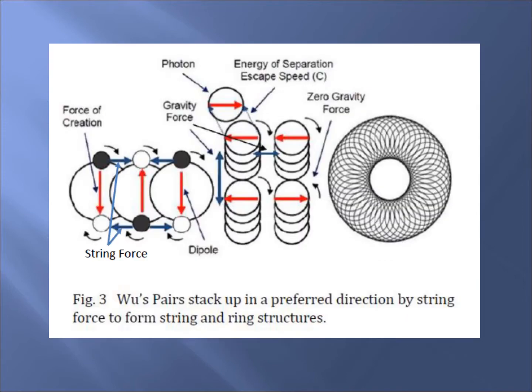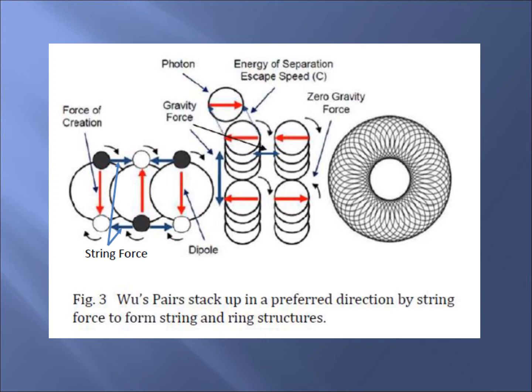Now let's see how the subatomic particles can be formed by Wolf's pairs. When two Wolf's pairs come together, they stack up to each other by aligning the Yangton of one Wolf's pair to the Yington of the other Wolf's pair, with a string force generated between the two adjacent Wolf's pairs. As a result, a string structure can be formed by Wolf's pairs. This is in correspondence with string theory.